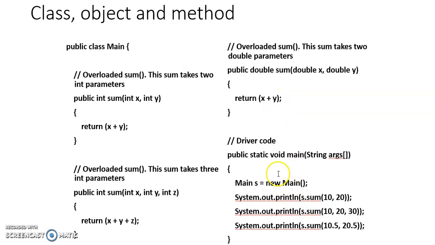And then you can see how this function will execute and what will be the result. Basically you are accessing the function using the object over here, which is an example of what we had discussed earlier, an object calling a method. So s.sum(10, 20), s.sum(10, 20, 30) corresponding to this, and s.sum(10.5, 20.5) corresponding to this one.